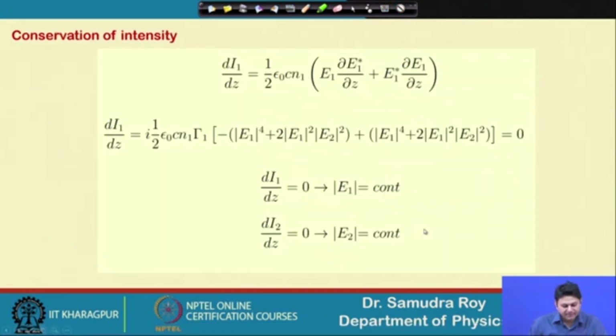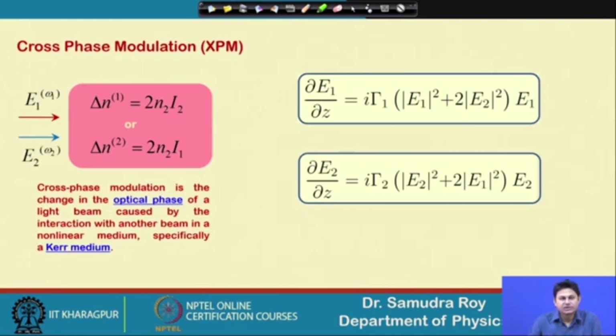Let me go to the next slide. If I look at these two equations carefully, dE1/dz and dE2/dz, they are coupled, and when equations are coupled there is a possibility that energy will transfer from one wave to another. In second harmonic generation or third harmonic generation, energy comes from the fundamental wave to the second or third harmonic wave. So energy moves from one wave to another: one wave acts as a pump, and the other wave gains energy from that pump.